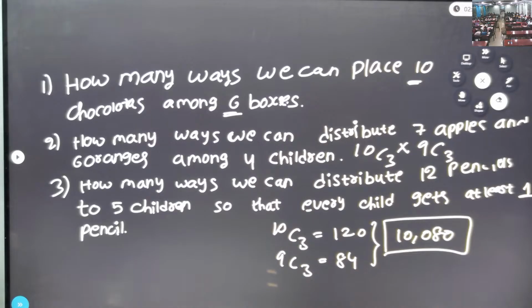How many ways can we distribute 12 pencils to 5 children so that every child gets at least one pencil? So every child must get at least one pencil. Total number of children: 5. Total number of pencils: 12. Done. So what is the constraint?